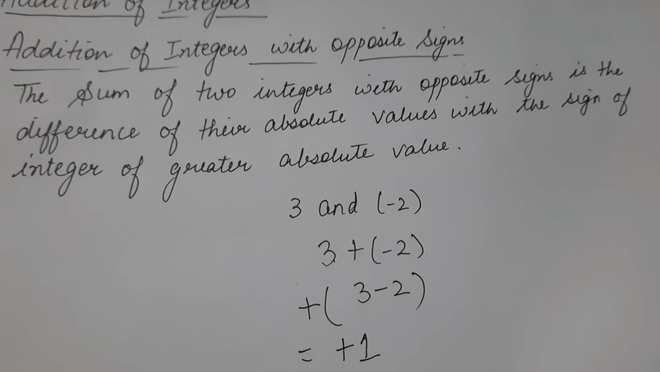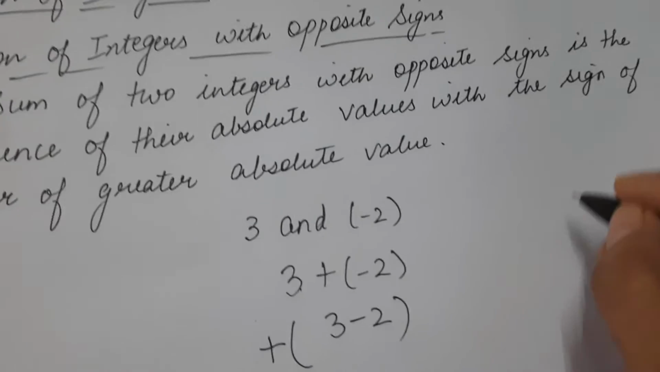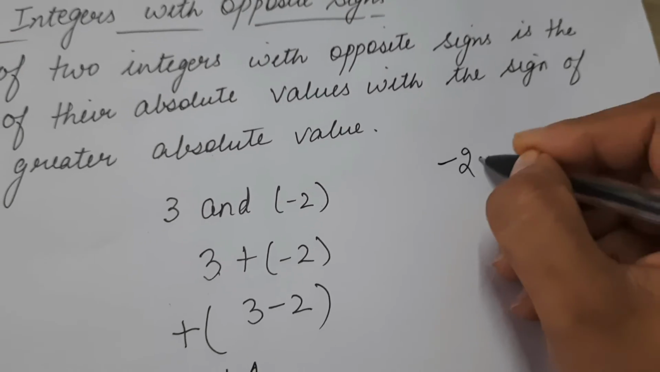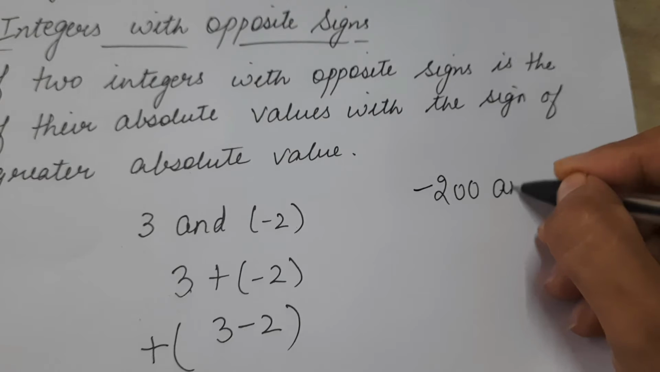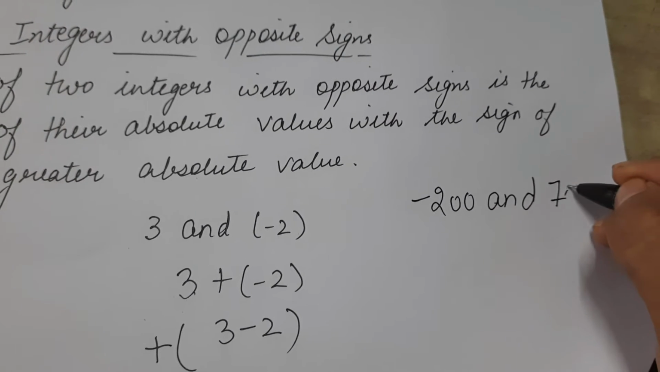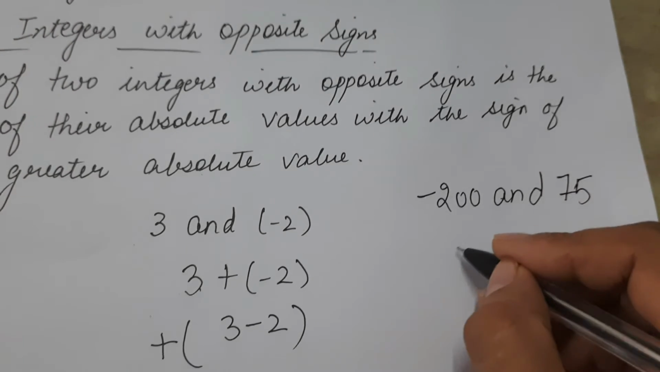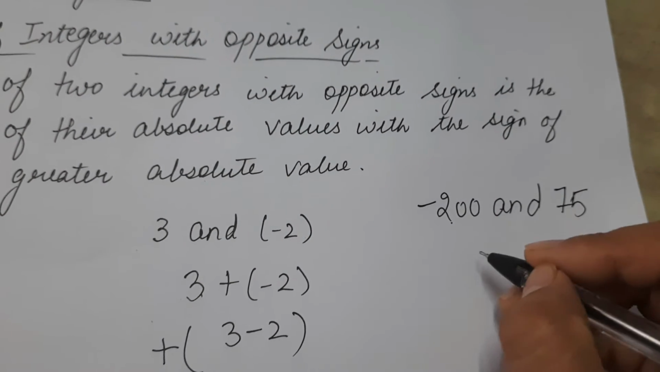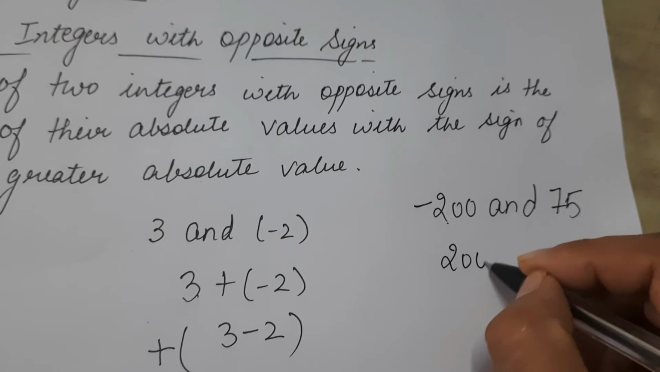Suppose we have to add minus 275. Okay, we have to add minus 275. Then what we will do? Both the integers have opposite signs, so we have to subtract in this case.